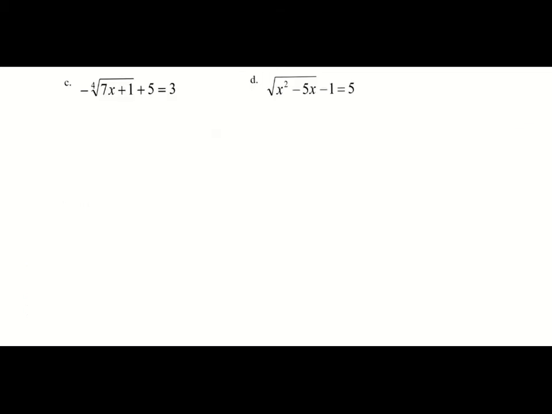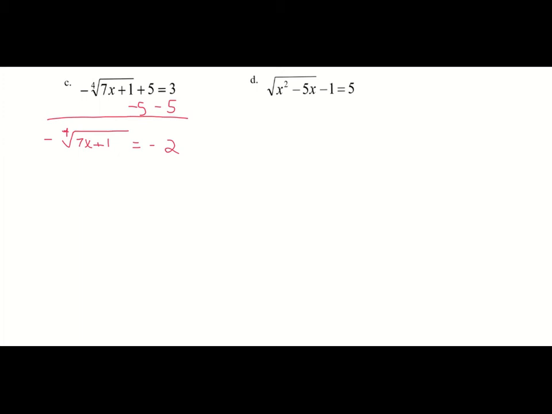Okay, so now we are going to solve C, which is an equation with a fourth root. First we are going to isolate the radical, and we're going to start by subtracting 5 from both sides. And that will leave me with the negative fourth root of 7x plus 1, and it will be equal to negative 2.